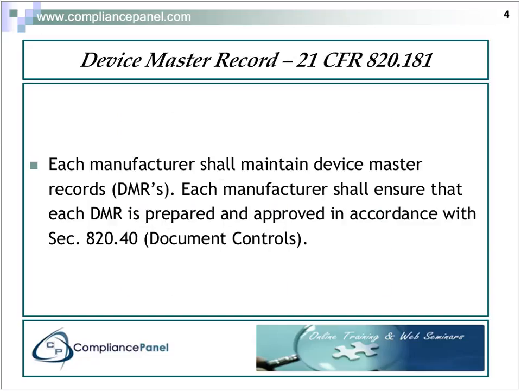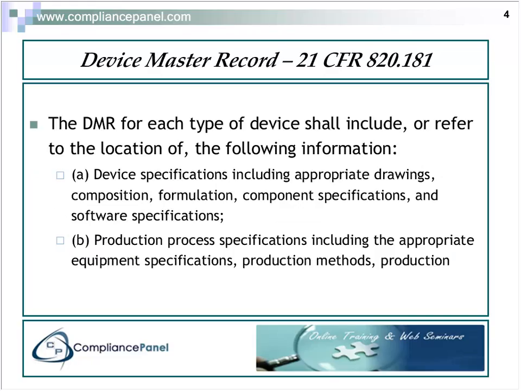So if we look at what our friends at the FDA are looking for, here is what is in the regulations: that each manufacturer shall maintain a device master record and will ensure that each DMR is prepared and approved in accordance with the document controls requirements. So here, if you're thinking of a record, this doesn't really fit the idea of one complete activity, but we'll talk about that a little bit more as we go along.